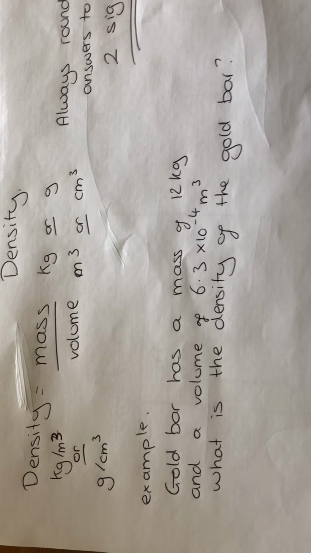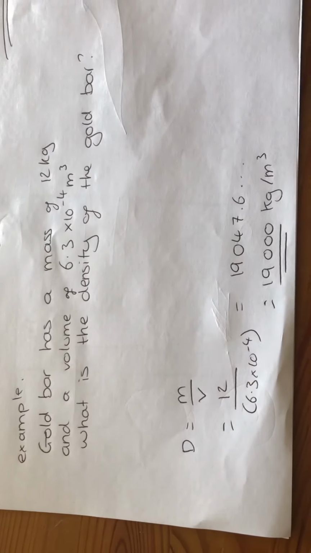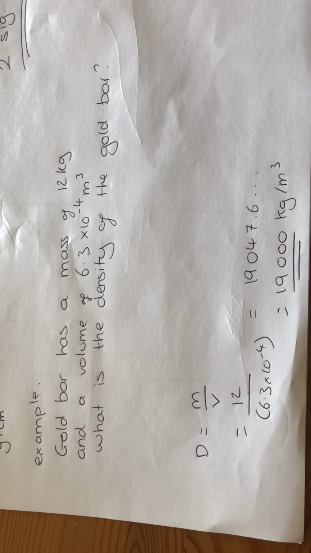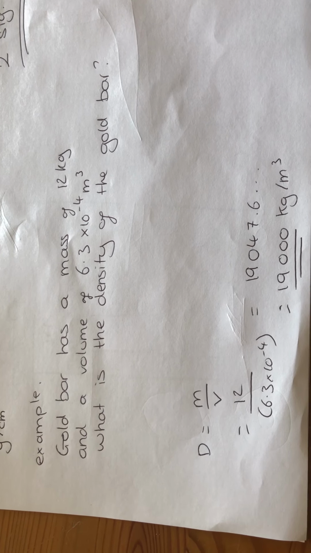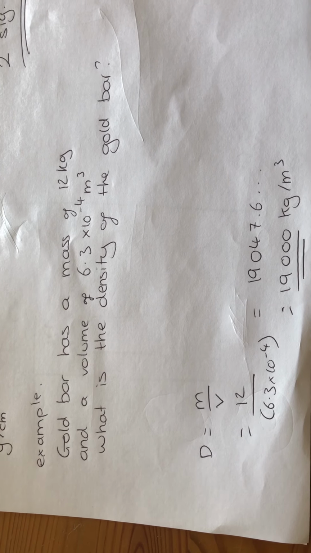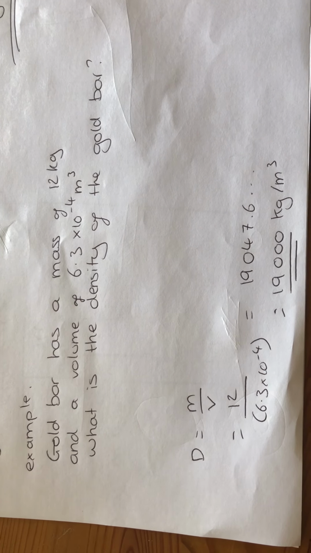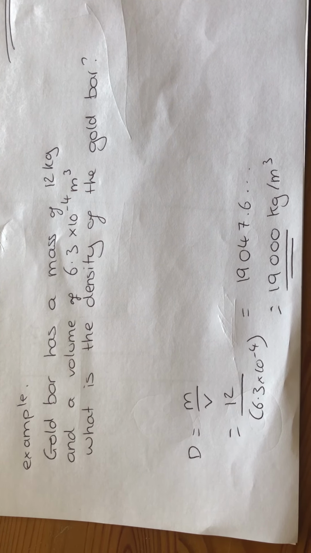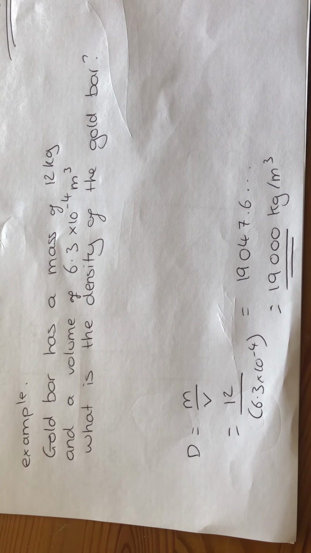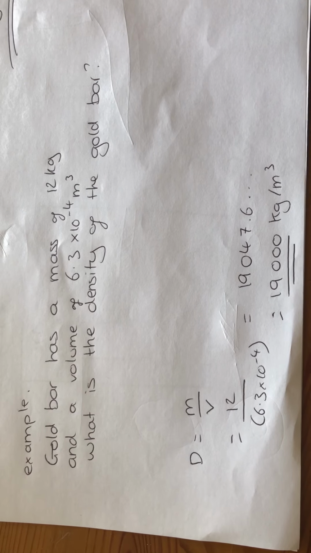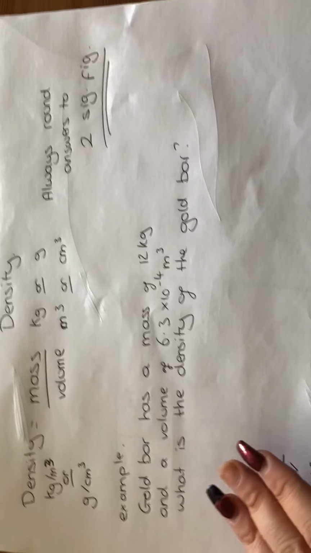Okay, and our answer is here. So density equals mass divided by volume. So it's 12 divided by 6.3 times 10 to the minus 4 equals 19,047.6, and so on. Remember, we're rounding it to two significant figures, so it's 19,000 kilograms per metre cubed. Okay? Good, right. So that's how you work out density.